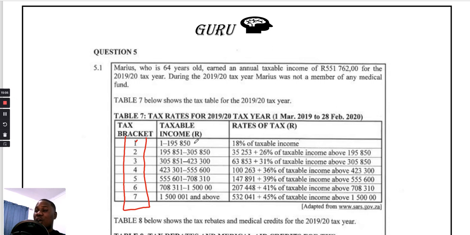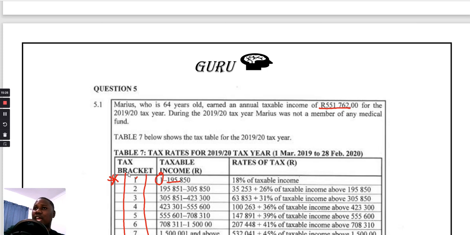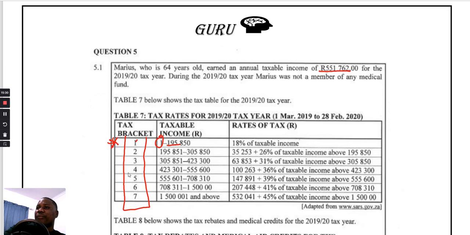Okay, so now we can see that our taxable income is not between 1 rand and 195,850. That means this tax bracket is out. So we cannot say this is the tax bracket whereby they're going to charge Marius. Good. Now I was just explaining the taxable income. We will answer the actual questions.